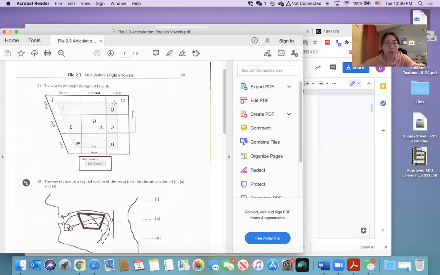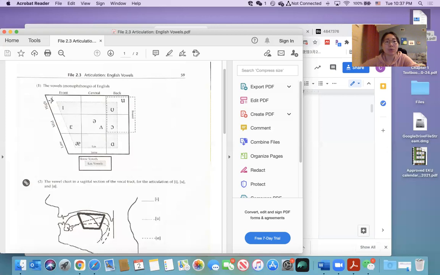In this chart, you see the shaded area in the middle, okay? Their boundary is a dotted line. These ones are lax vowels because we do not need to make much of an effort to produce the sound. Compared to "ee" and "oo", these 2 are called tense vowels because we do have to make an effort.